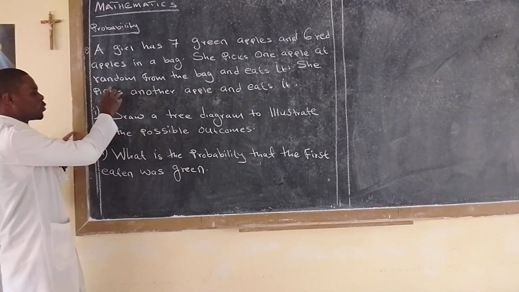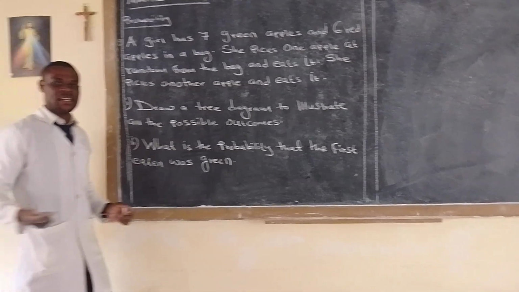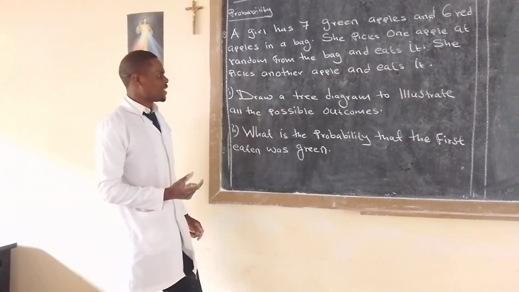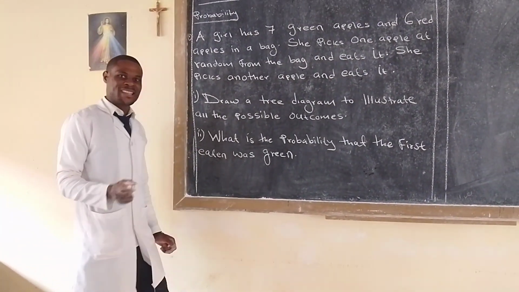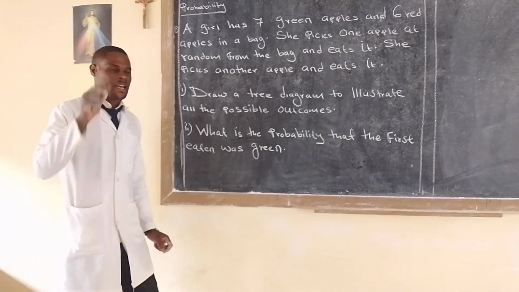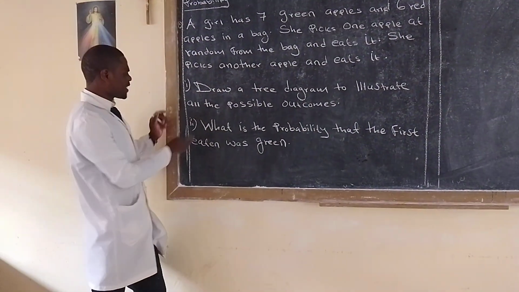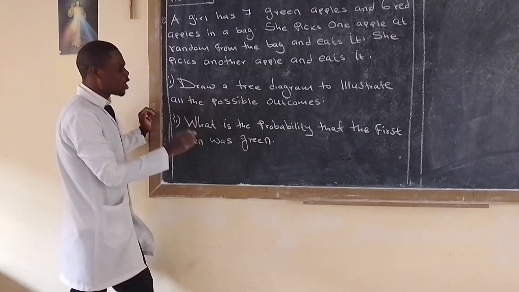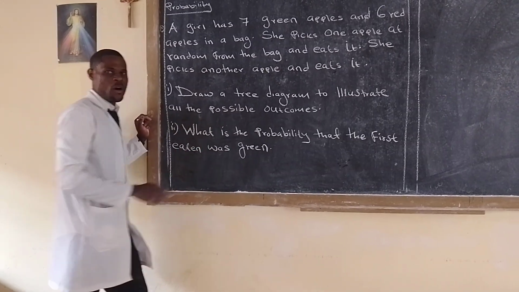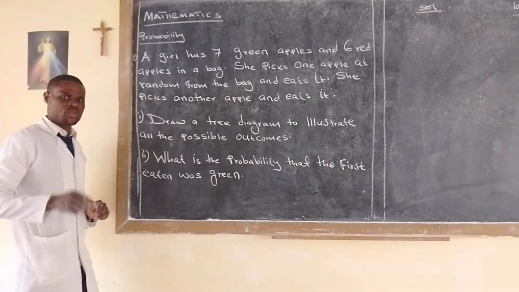Now, when they say randomly, it means that you are just getting it without any preference. And when she eats it, it means that apple was not replaced. Now, the first question they are saying: draw a tree diagram to illustrate all the possible outcomes. So how are we going to draw a tree diagram?